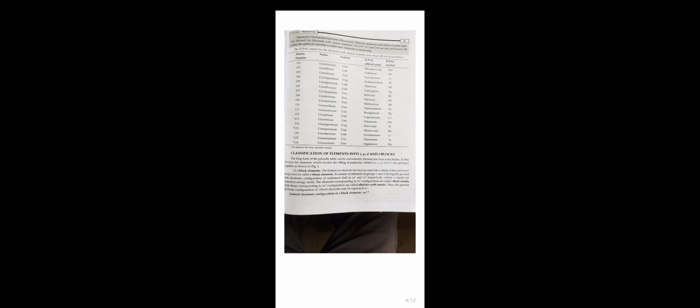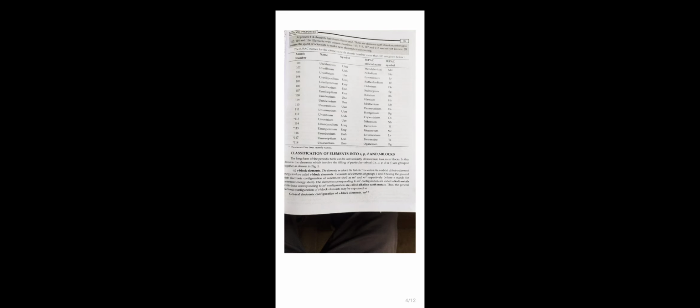The IUPAC names of the elements with atomic number more than 100 are given below. For example, atomic number 101, Unnilunium, symbol Unu, IUPAC official name is Mendelevium, IUPAC symbol is Md.